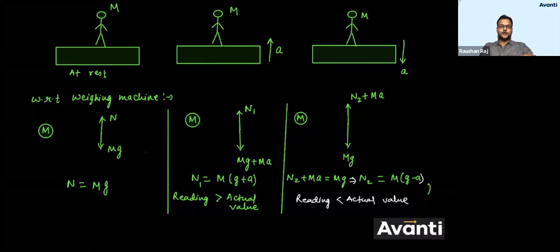Everyone, answer quickly. If acceleration of the weighing machine in the third case is equal to g, meaning the weighing machine is coming down with acceleration due to gravity, what will be the answer for N? Can I say N will become 0? No normal reaction. No normal reaction. What does that mean?